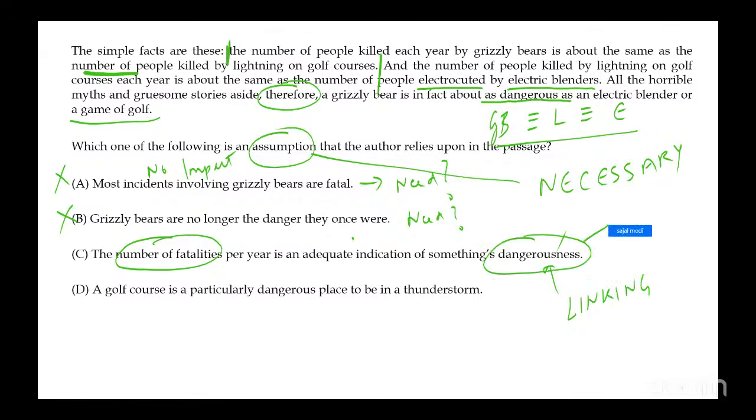So dangerousness was talked about in the conclusion. Number of fatalities was talked about in the premise. It links the two. It's essential. A golf course is a particularly dangerous place to be in a thunderstorm. No impact. Easy. Option C is correct.